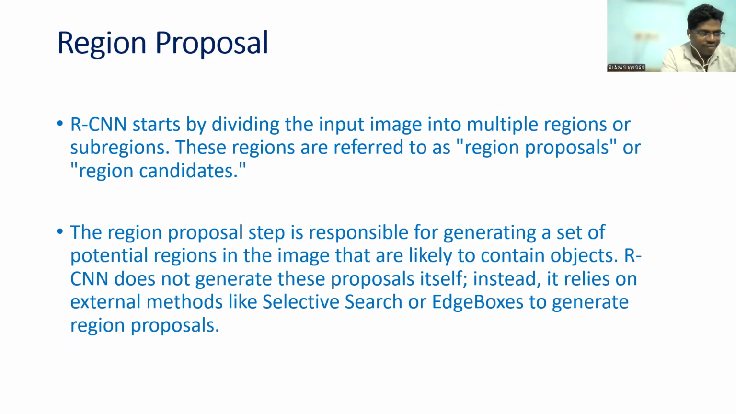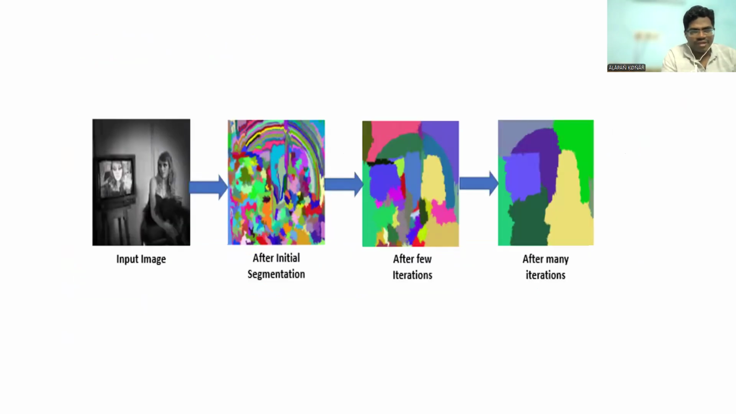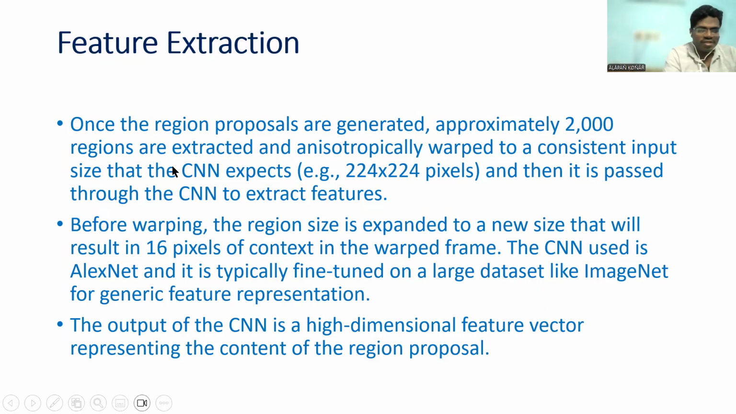Next one, feature extraction, very important, because feature extraction is done on the regions generated by the region proposal. A simple example: if I input an image, we can apply the initial segmentation, then after a few iterations it looks like that, and after many iterations it looks like this. So you can predict the output easily. Once the region proposal is generated, the next step is feature extraction. Here a fully connected CNN is used, because it is also helpful to compute the feature representation.